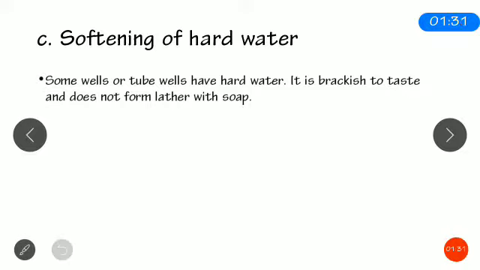For example, when you have wells, you can actually see that when you boil the water, there is a white layer formed inside the utensil. So this means that it is very hard water, and your skin becomes very rough when you take a bath in hard water. Some wells or tube wells have hard water, and it is brackish to taste and does not form lather with soap. बहुत ही मतलब झाग बनेगा ही नहीं, इतना hard होता है water.